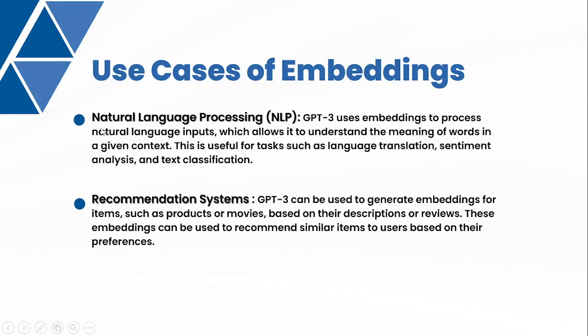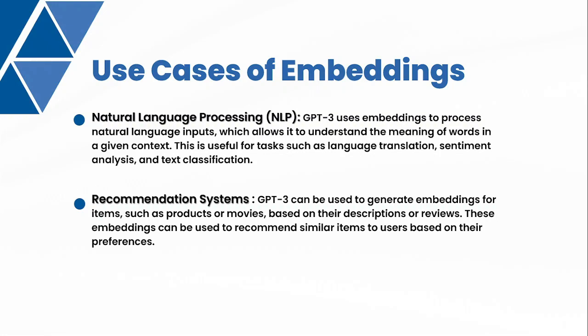So OpenAI embeddings offer a range of practical use cases due to their ability to understand and generate human-like text. Here are some examples we'll be talking about. First, natural language processing. GPT-3 uses embeddings to process natural language inputs, which allows it to understand the meaning of words in a given context. This is useful for tasks such as language translation, sentiment analysis, and text classification. So in these three cases, we can use these embeddings.